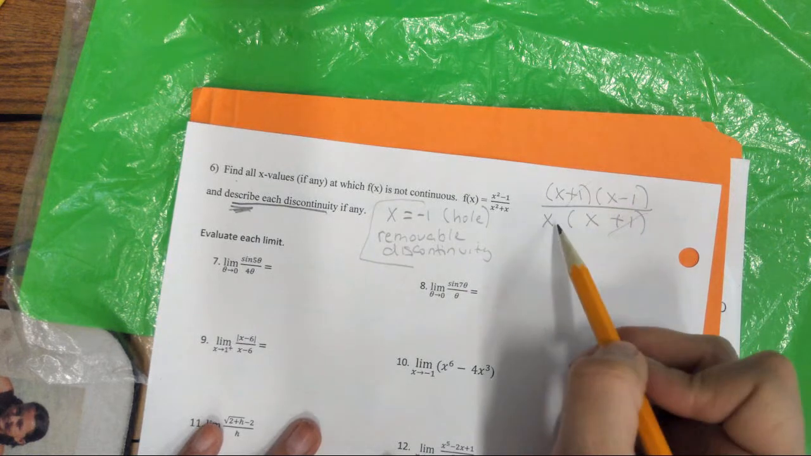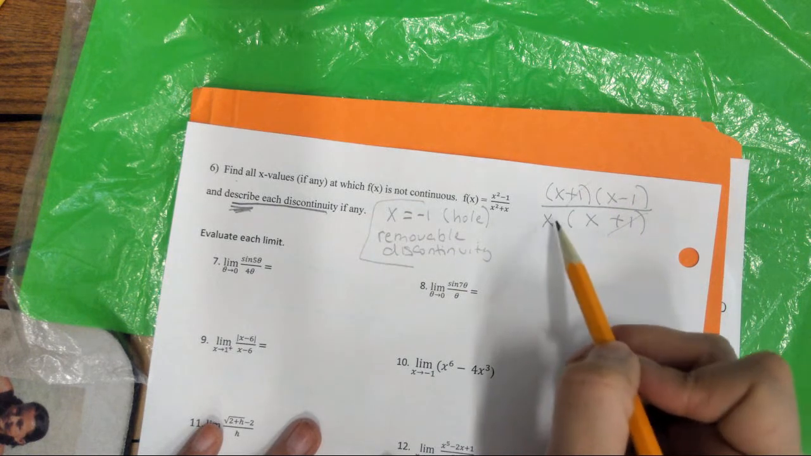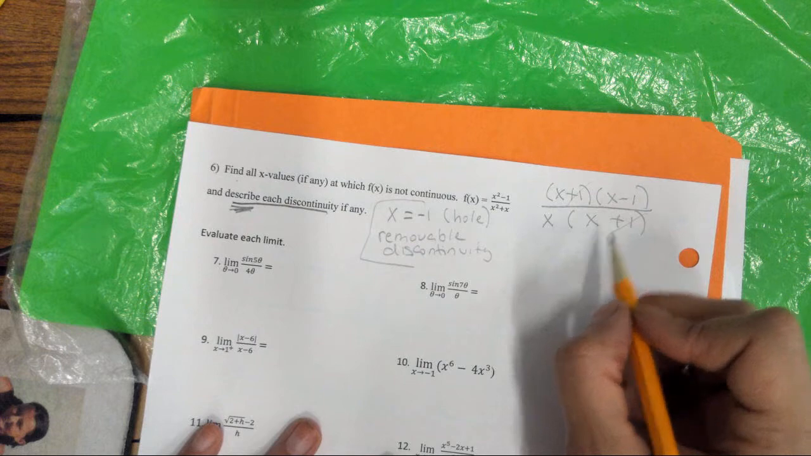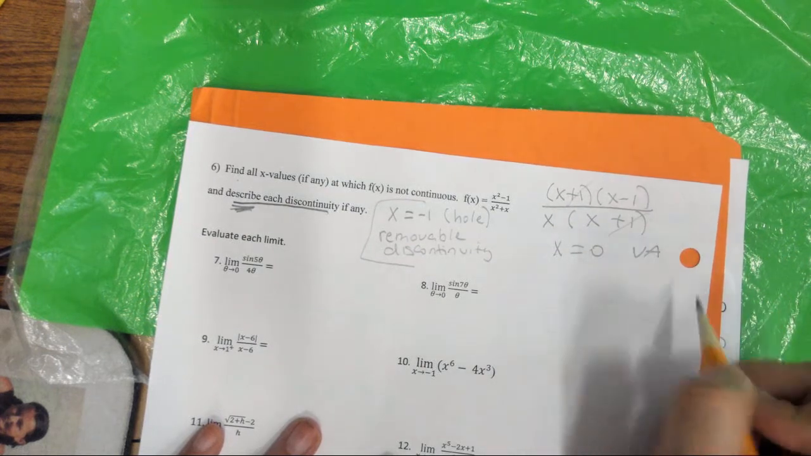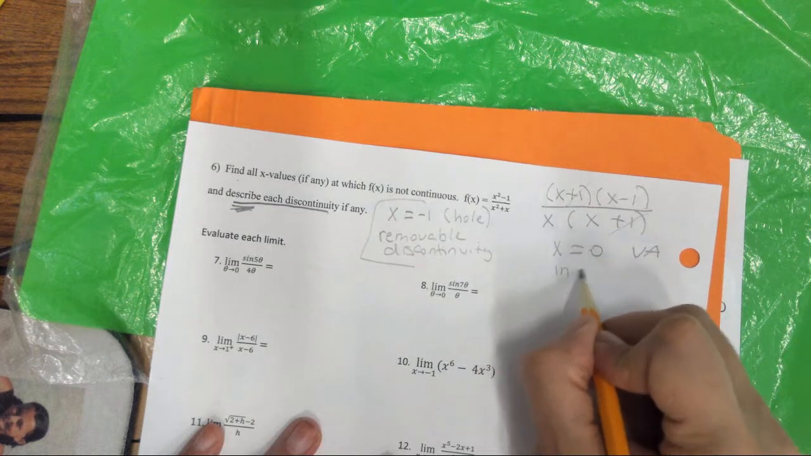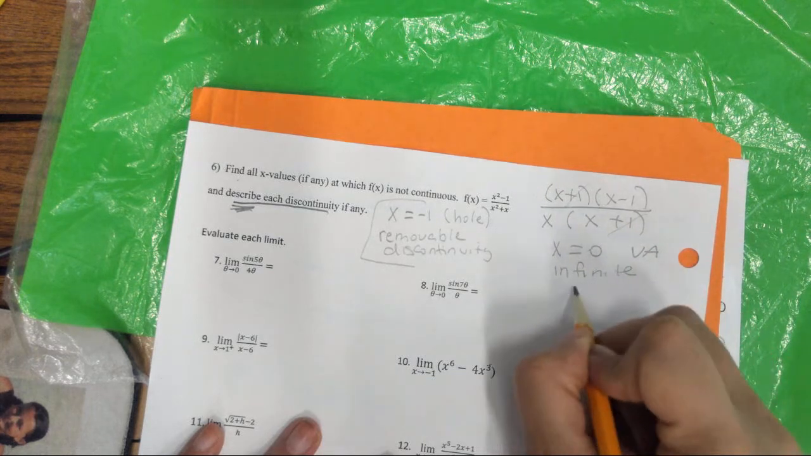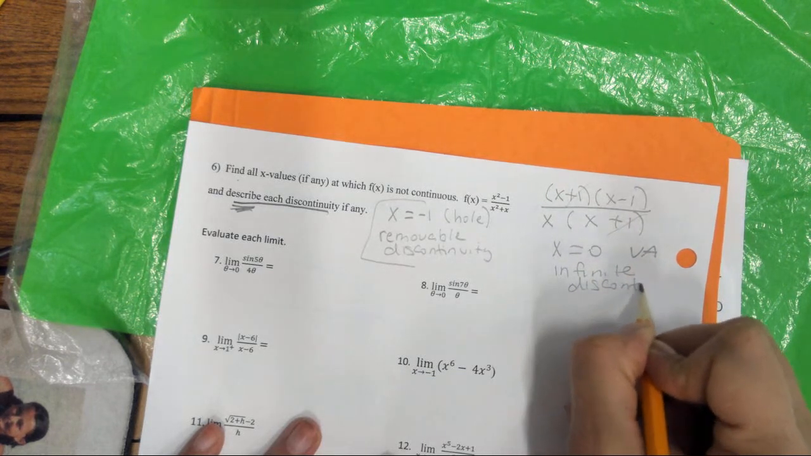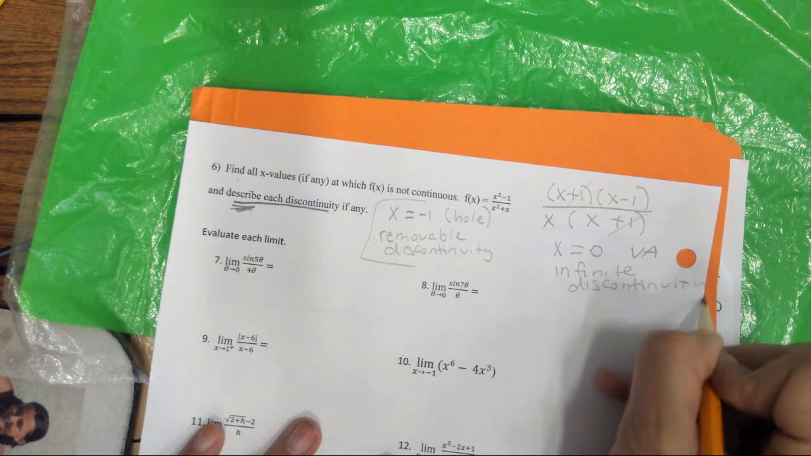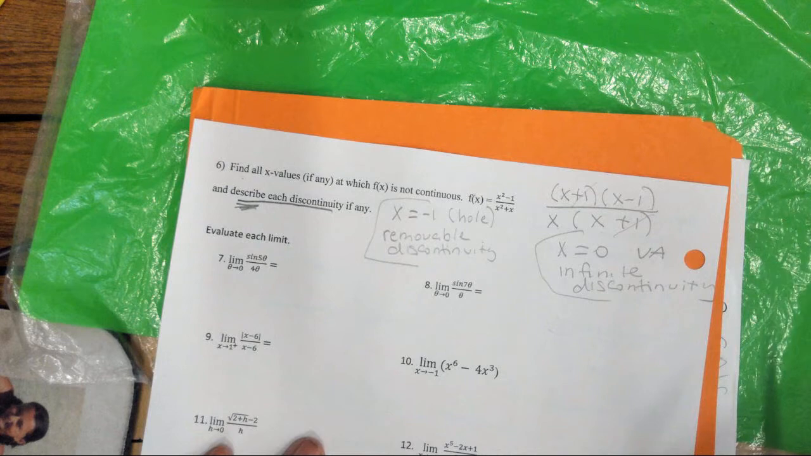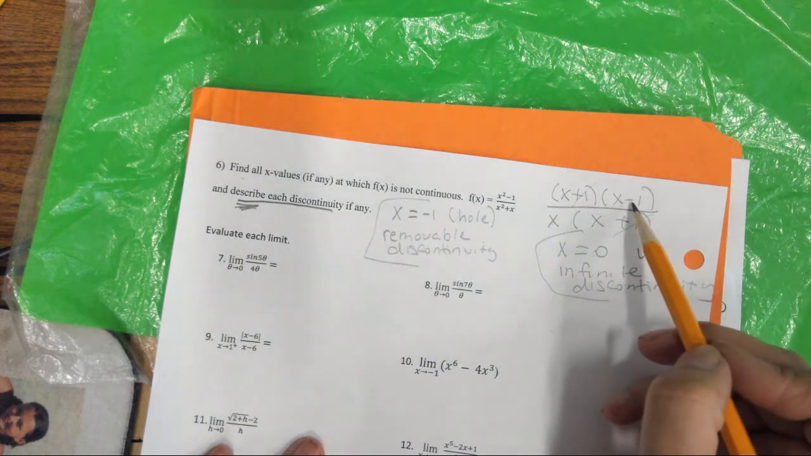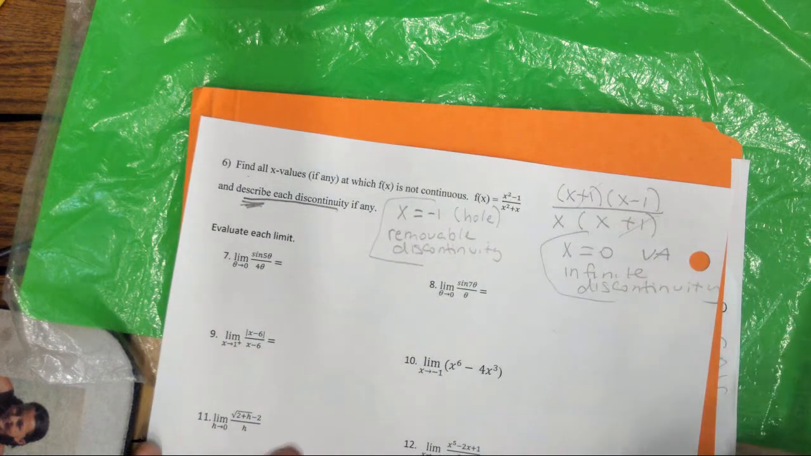And then in my denominator I have x. Well, it's in my denominator, so x cannot equal 0. If it does, x equals 0 is my vertical asymptote, which means it is an infinite discontinuity. And so I've named all my discontinuities. Up here, that's just an x-intercept when I set my numerator equal to 0.